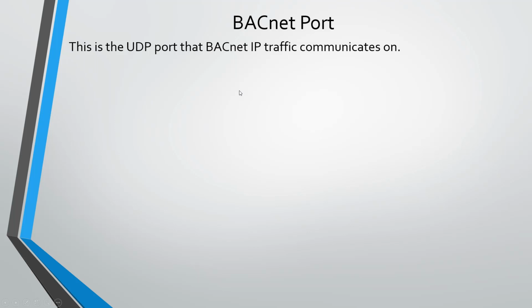The BACnet port is a UDP port that all BACnet IP traffic is going to communicate on. This is very important. A lot of folks will run into sites that have conflicting ports. They'll have maybe one that's 47808 and one that's 47809. If that is done, then the BACnet traffic is going to struggle to communicate with one another. It's ideal to have the same ports for your BACnet traffic unless you're trying to isolate the BACnet traffic.